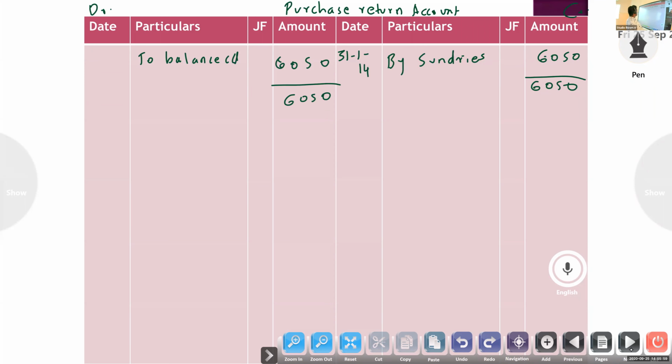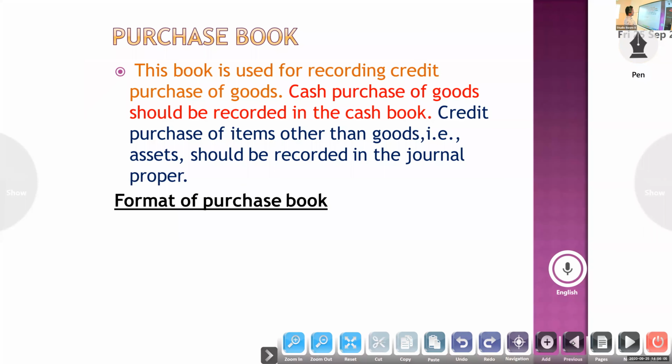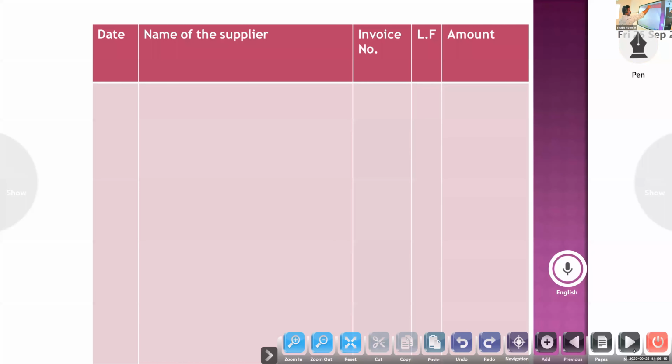Next, we studied the purchase book. The purchase book is used for recording the purchase of goods. Cash purchases are recorded in the cash book. Credit purchases of items other than goods are recorded in the normal journal. The format is date, name of the supplier. On the basis of the invoice or bill, we record the transaction in the purchase book.